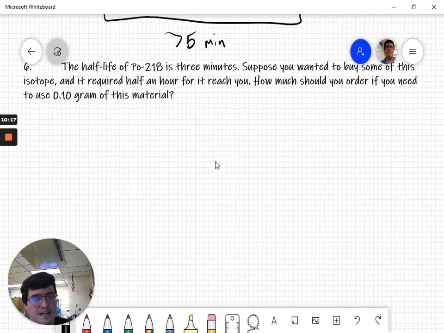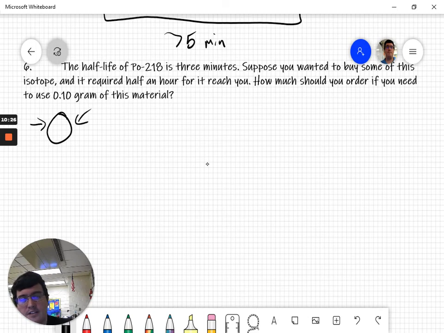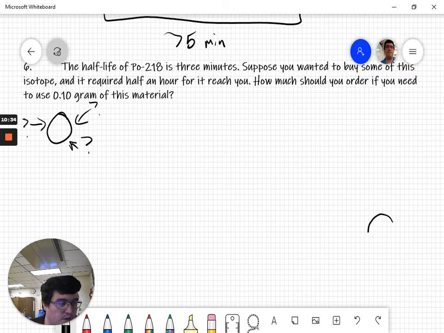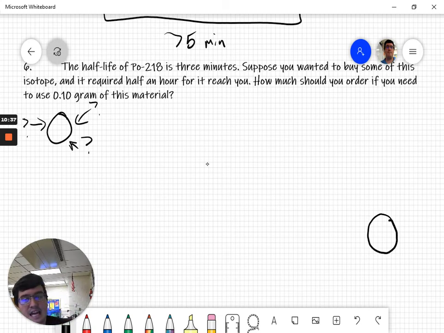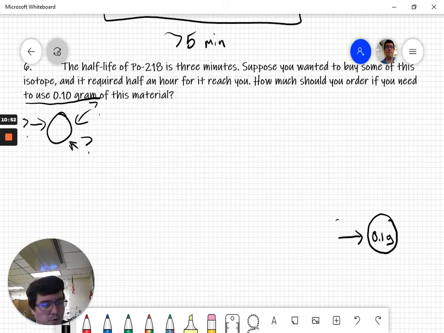Now, the problem with this is it doesn't give us a starting location. It doesn't give us how much we want to start with. It's asking me, how much do I need to start with? So what goes in this first circle, we don't know. So what we're going to do instead is start at the end. It's saying at the end, I need 0.1 grams. So I'm going to start down here at the end with 0.1 grams. I'm going to do a reverse half-life, going backwards in time. I'm going to imagine 3 minutes before that, how much material did I have? Well, I had 0.2 grams.